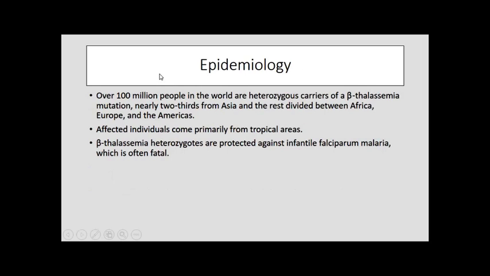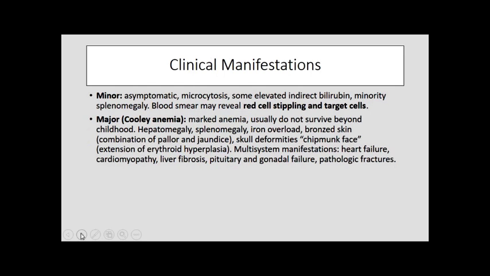Now look at the amount of people. Over 100 million people are carriers. Alpha thalassemia, we said 10 million people. Now we have 10 times more. 100 million people are heterozygous carriers of beta thalassemia. Nearly 2/3 in Asia, the rest between Africa, Europe, and Americas. People normally come from tropical areas. These mutations, the carriers, also are protected against Plasmodium, okay, that normally is a fatal condition. So it confers certain advantage to people who live in tropical areas in which malaria is endemic.